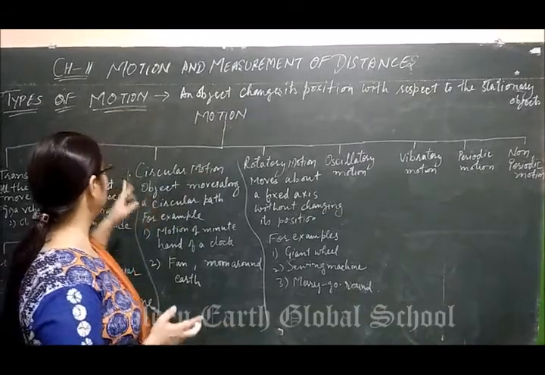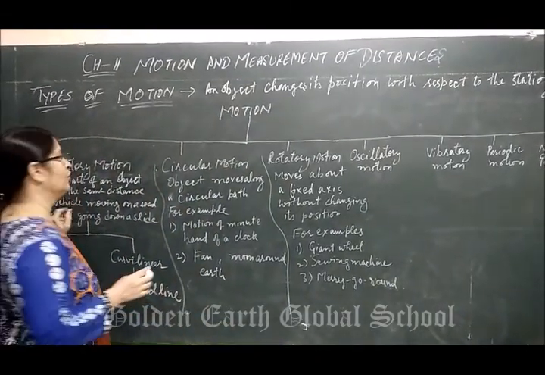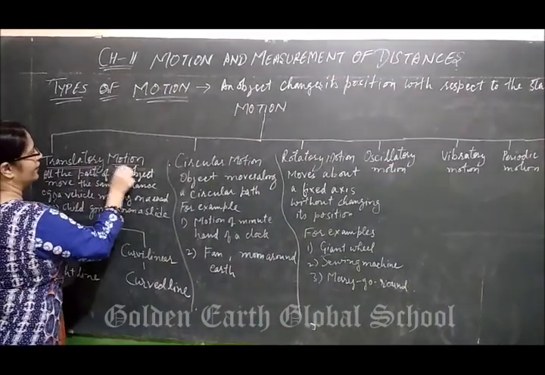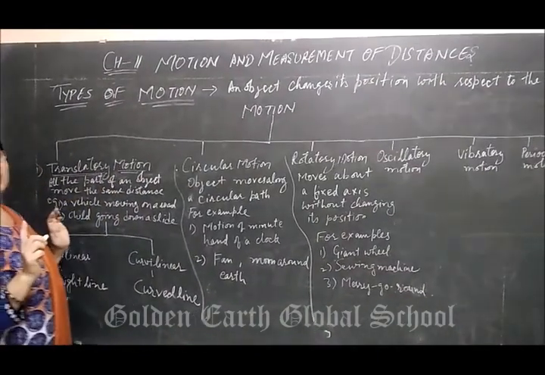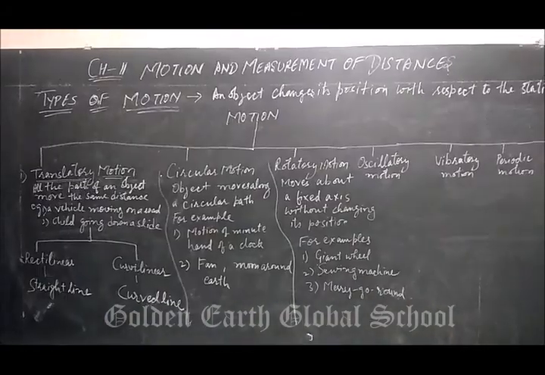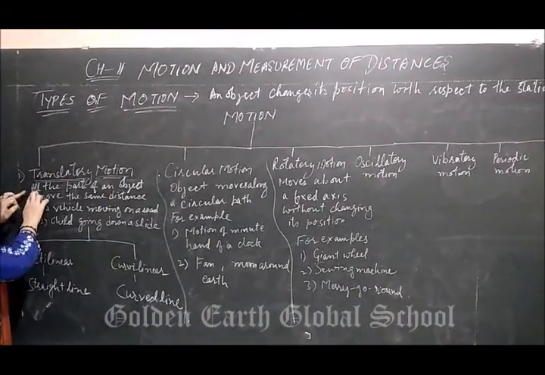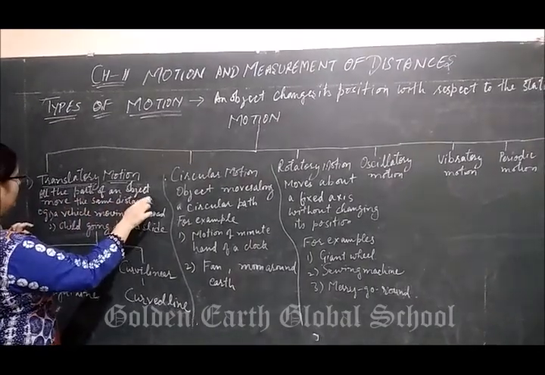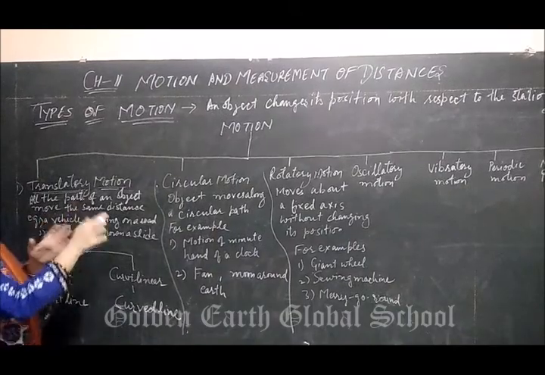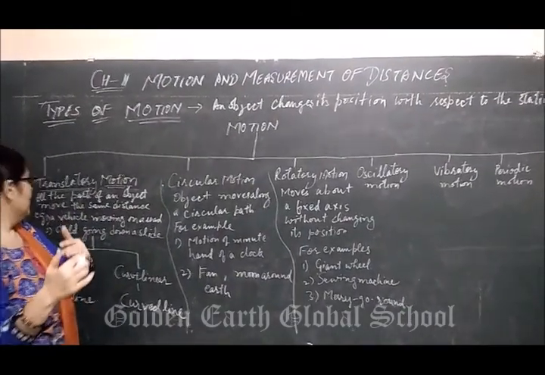Motion is divided into many types. The first type of motion is translatory motion. What do we mean by translatory motion? Translatory motion means when all the parts of an object move the same distance.